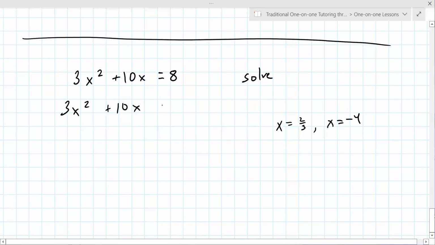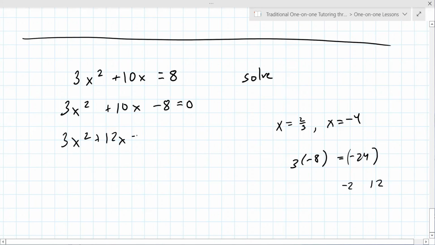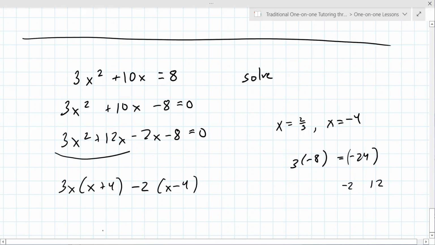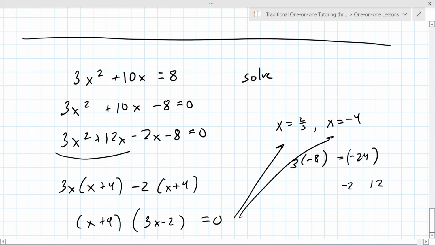Let me work it out just in case you want to see the steps later on. So it's 3 times -8, which is -24, and so it ends up being -2 and 12. So I'm going to go 3x squared plus 12x minus 2x minus 8. Is that the direction you went on this? Yes. Okay, so then we factored a 3x from both of these, x plus 4, minus 2 times x plus 4, so x plus 4 times 3x minus 2. Yeah, looks perfect. Those produce that. Okay, very good. What else you got for me?